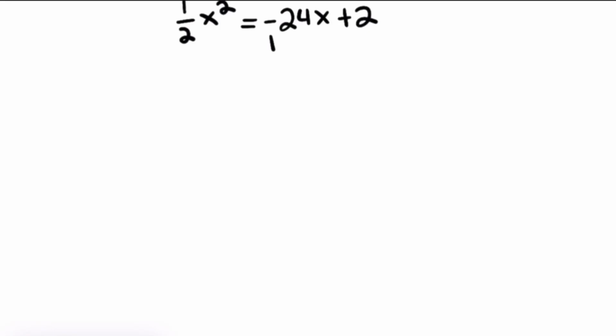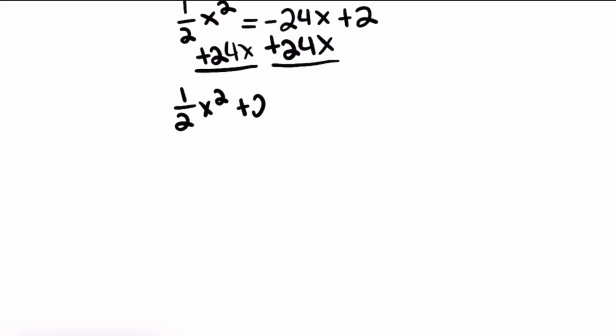Alright, let's look at this other equation. So now we're looking at a leading coefficient of a half. First of all, we're going to make this equation equal to 0. So we're going to add 24x on both sides, and we're also going to subtract 2 on both sides.